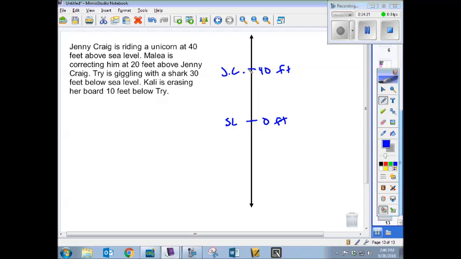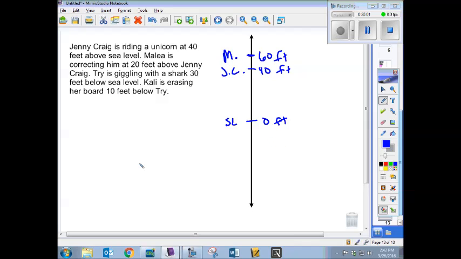Where is Malia going to be on this number line? If she's above Jenny Craig, where is she going to be? 20 feet above, yeah. Not 80. 60, right? So we know that Malia is at 60 feet above sea level. Because Jenny Craig was at 40, if Malia's 20 feet above that person, then that would put Malia at 60 feet. Has everybody got that?